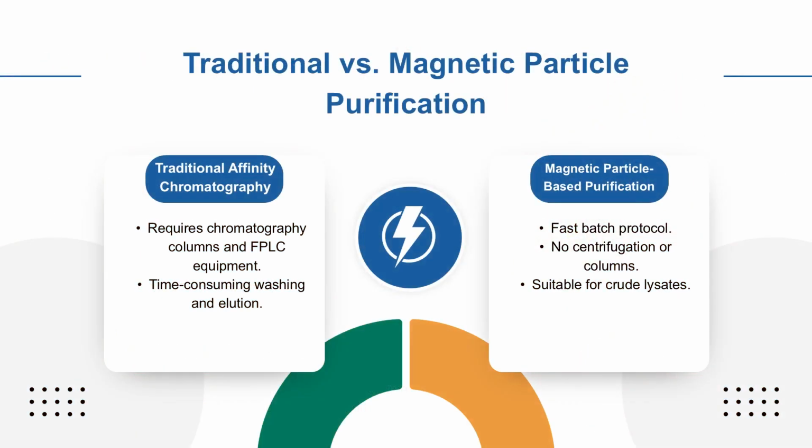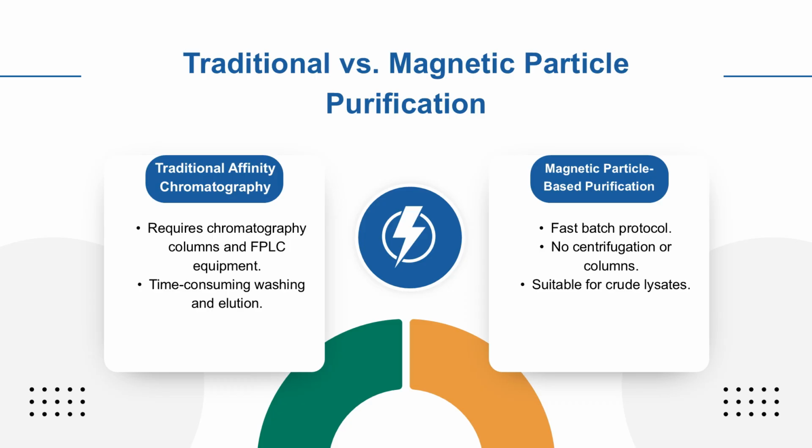Traditionally, affinity purification has relied on packed columns combined with gravity flow or sophisticated systems like FPLC. These methods, while effective, often require bulky equipment, trained personnel, and time-consuming steps such as centrifugation, buffer exchange, and column regeneration. For many laboratories, especially those with limited space or resources, this can be a significant bottleneck.